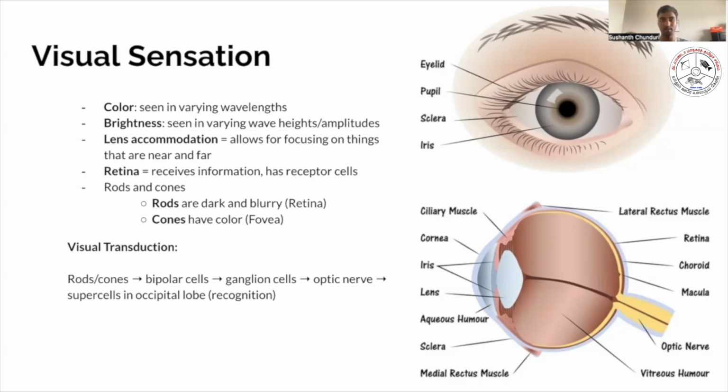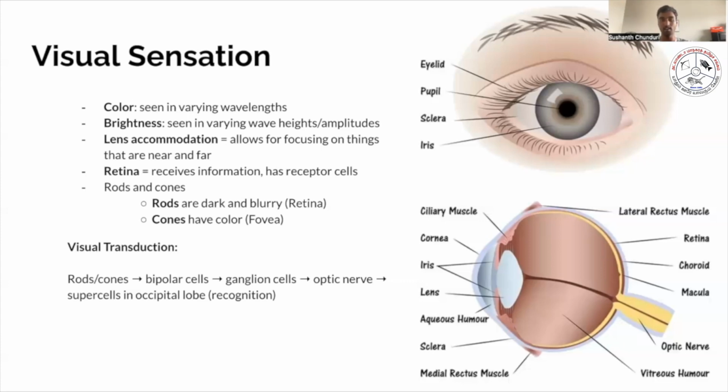And then lens accommodation is how we actually allow for focusing on things that are nearer and farther. So if I'm looking outside and I see something in the very, very distance and then something that's really close to me, I'm able to focus on those things that are very far away from me. That's lens accommodation. My lens is actually going to stretch to allow me to accommodate for that.